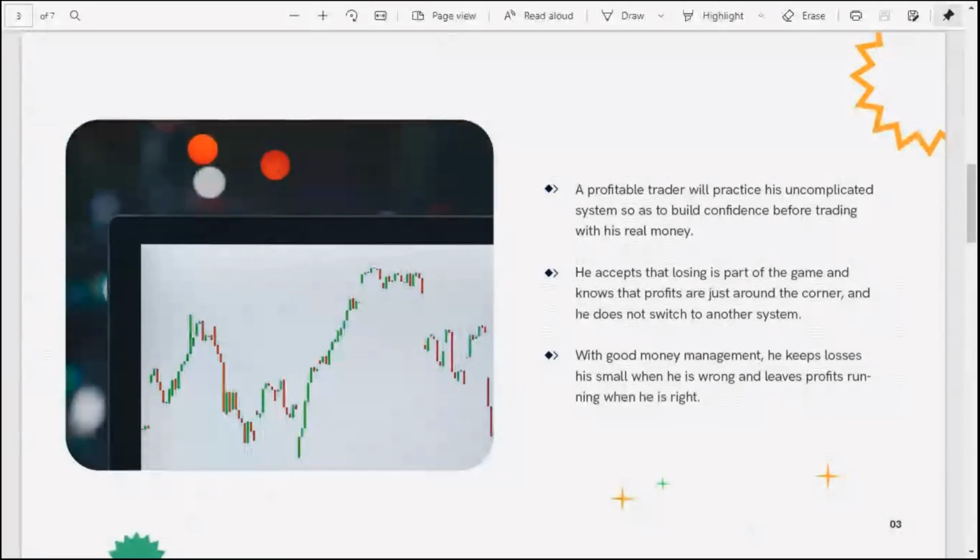Okay. So the next thing is, with good money management, as a profitable trader, you will keep your losses small when you are wrong, and you will leave your profits running when you are right. The whole idea there is to have self-control. Have self-control as a trader.